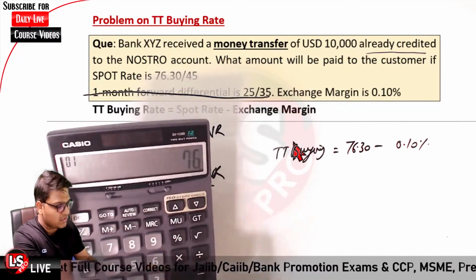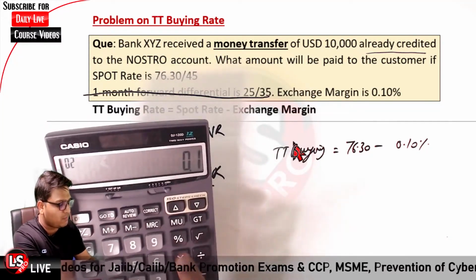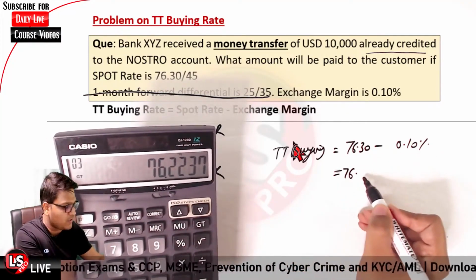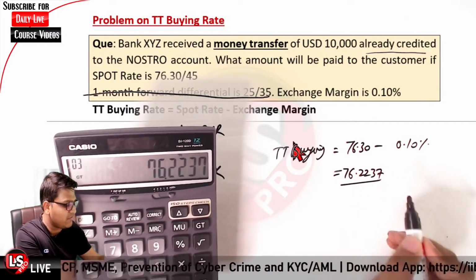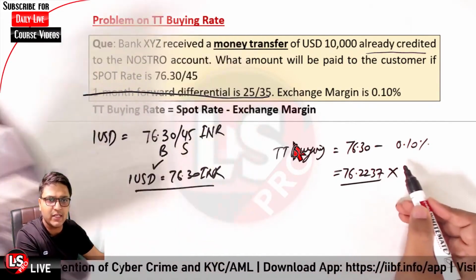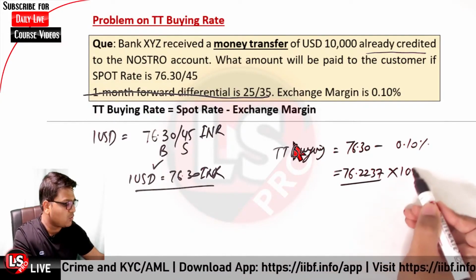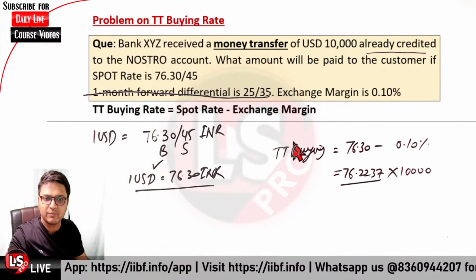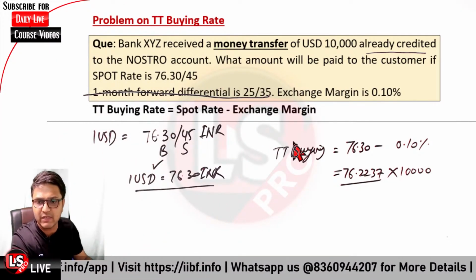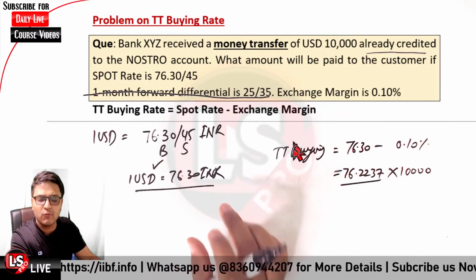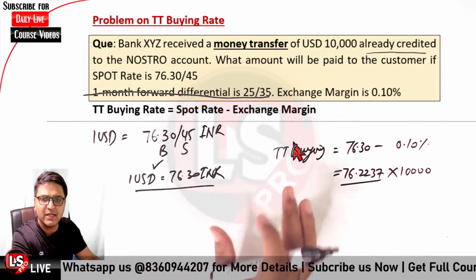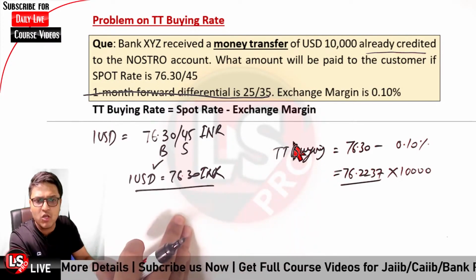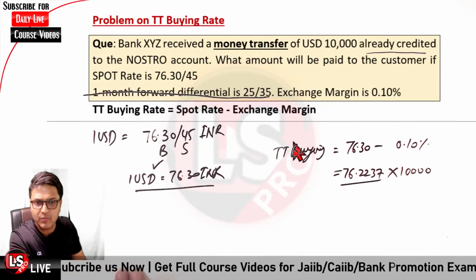So it will be 76.30 minus 0.1%, that would be 76.2237. And what amount will be credited to the customer account? What amount will be paid? 10,000 into 76.2237 will be 762237. It will be the buying rate, sir, because we want to sell the USDs in the market. That is how we will be depositing INR in the customer's account.